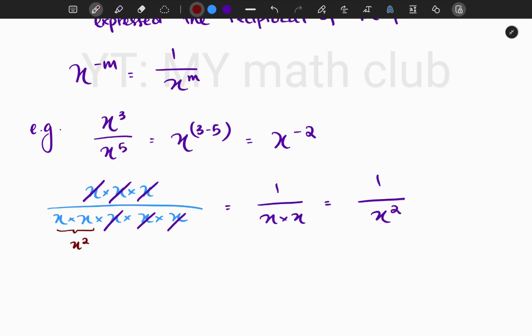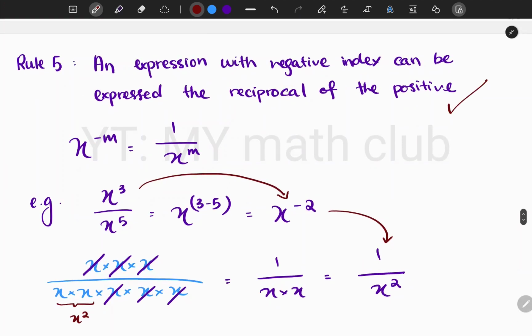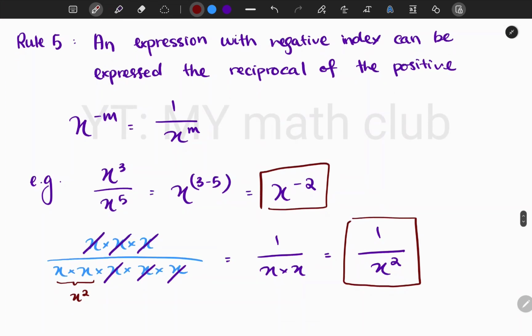And so if our starting expression is the same, which is x cubed divided by x to the power of 5, that must mean that x to the power of negative 2 is the same as 1 over x squared. So the rule says, if the expression has a negative index, we can re-express it as a reciprocal of the positive, which is exactly what we see here. The reciprocal of x to the power of negative 2 is 1 over x to the power of negative 2. But at the same time, we also want to let go of the negative index and replace it with a positive one. And so finally, we do have 1 over x squared.